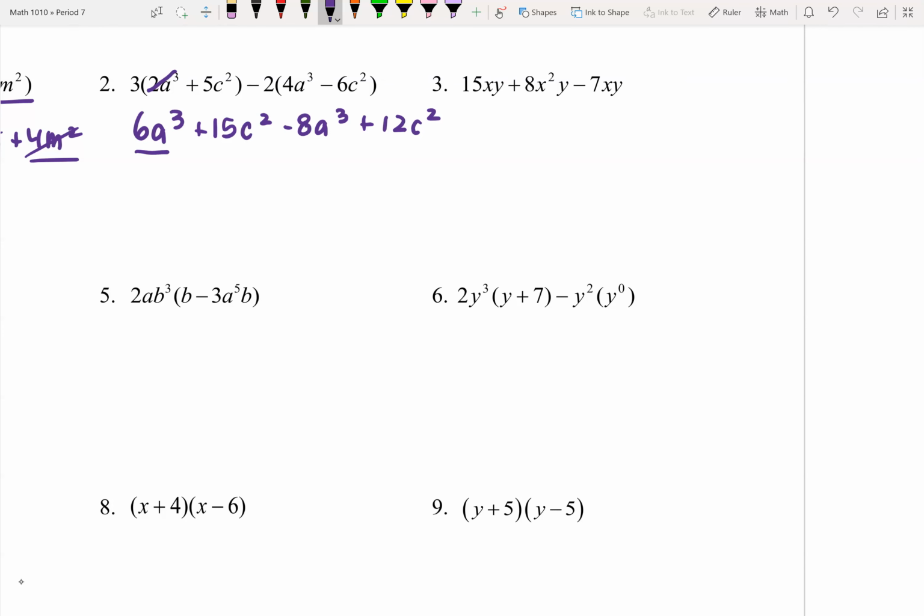So this has an a to the third, and this has an a to the third. And when I combine them, you guys, am I going to have an a to the third, or am I going to have an a to the sixth? It stays an a to the third, yeah. And then 6 minus 8 is a negative 2.